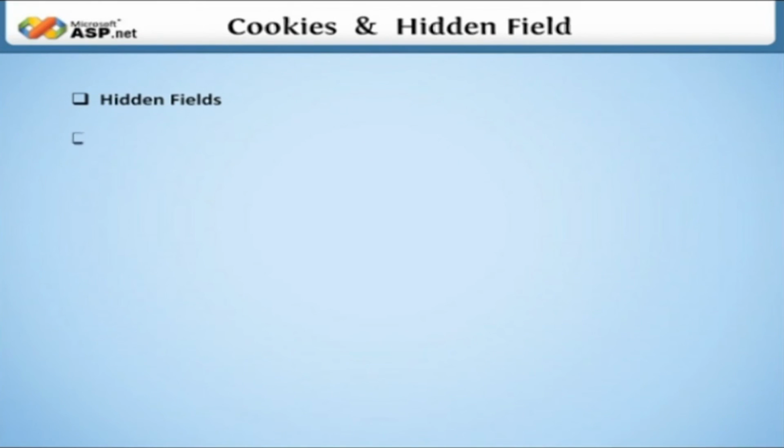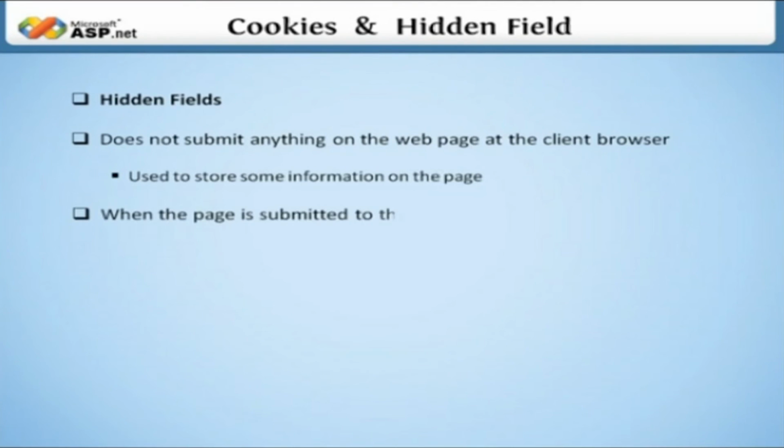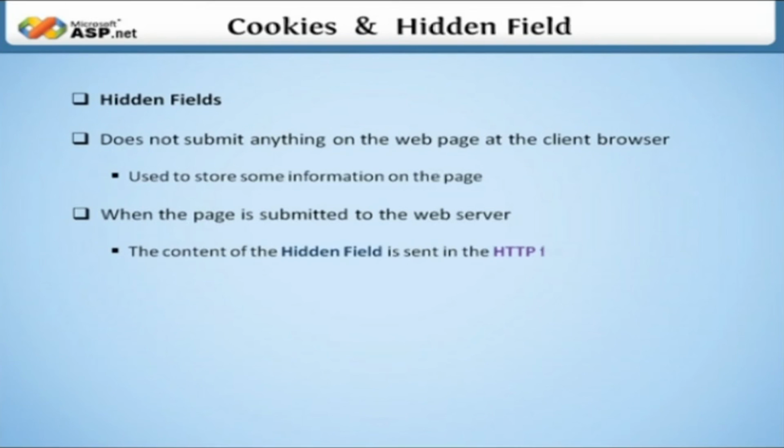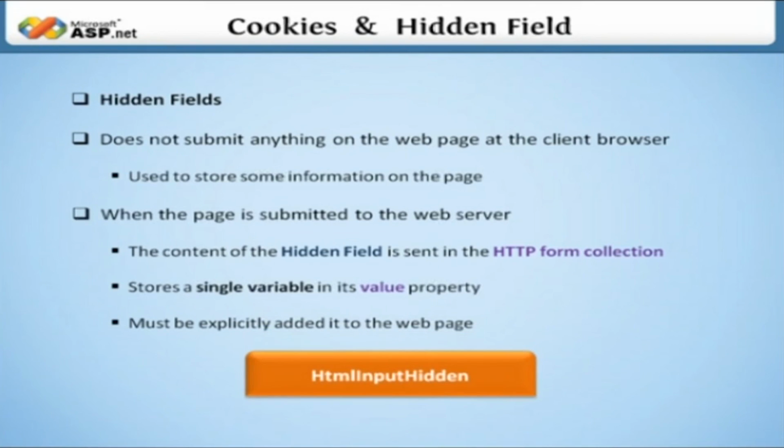A hidden control is a control which does not display anything on the web page in the client browser, but it can be used to store some information on the page. When the page is submitted to the web server, the content of the hidden field is sent in the HTTP form collection, along with the value of the other controls. A hidden field stores a single variable in its value property and must be explicitly added to the web page. ASP.NET provides the HtmlInputHidden control that offers hidden field functionality.